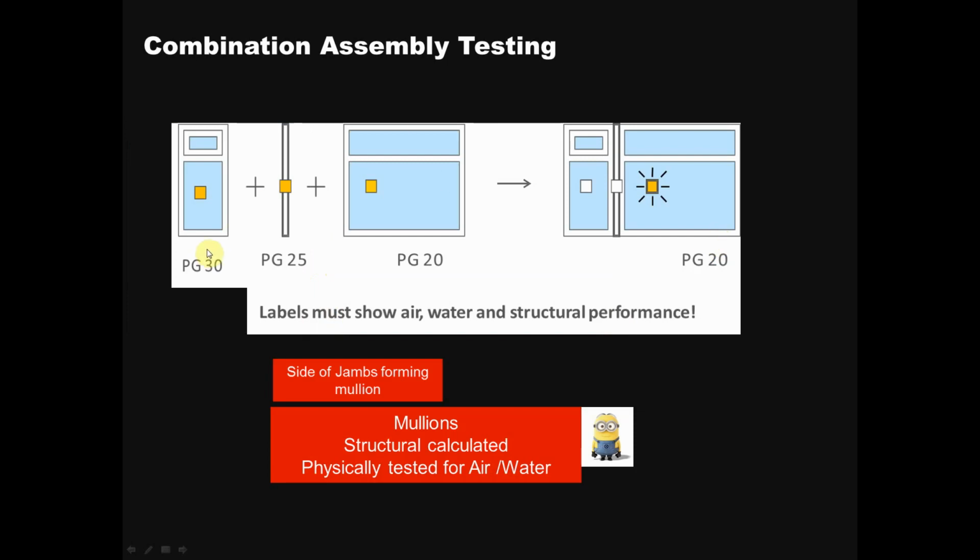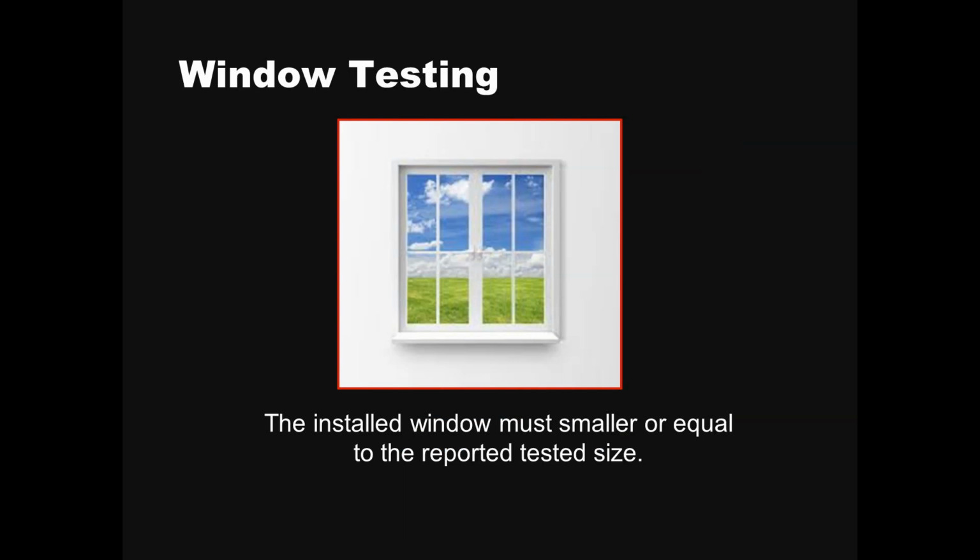As you can see in this picture here, this window was a PG 30. The mullion bar is a 25. This window is a PG 20. If you look at all these three numbers, the lowest one is a PG 20, so this whole unit would get rated at a PG 20. But these mullion bars are structurally tested, and they're also tested for air and water. So that's a combination unit.